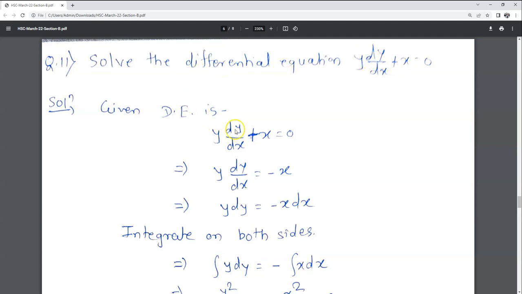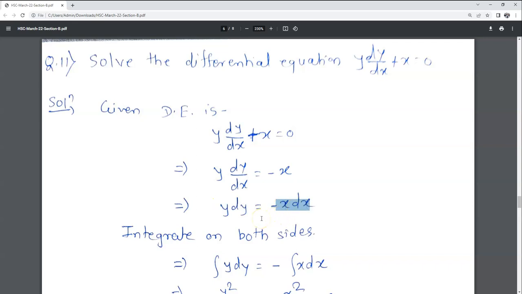Now let's try to solve the given differential equation: y dy upon dx plus x is equal to 0. When solving a differential equation, the very first thing you should try is to separate the variables. The first method of solving differential equations is the variable separation method. Separate the variables, y on one side, x on the other. This x is plus, on this side it will become minus. This dx will go to the other side and multiply. So y dy is equal to minus x dx.